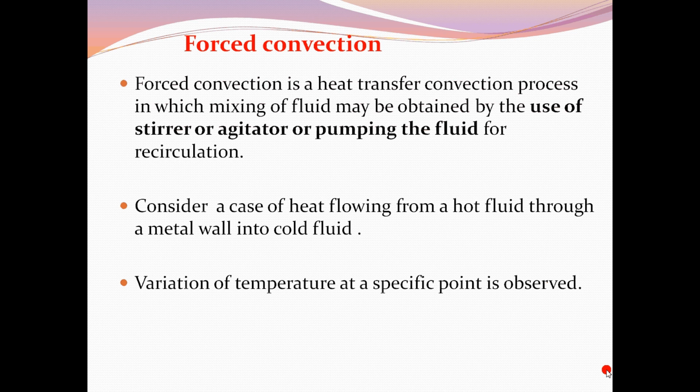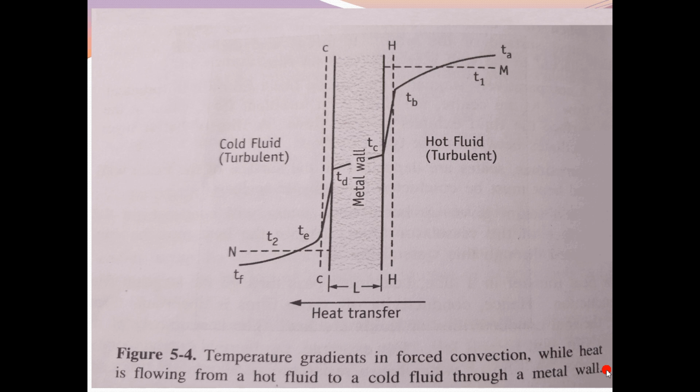Let us consider the case of heat flowing from the hot fluid through a metal wall into the cold fluid. Consider the metal wall adjacent to the hot fluid and cold fluid; heat must pass through this metal wall to the cold fluid side. The variation of temperature will be noted here at specific points. See, this is a diagram.